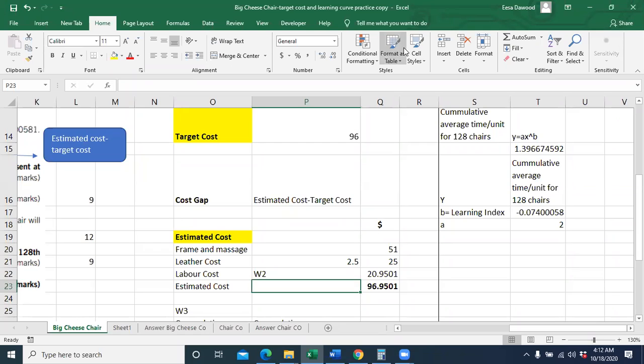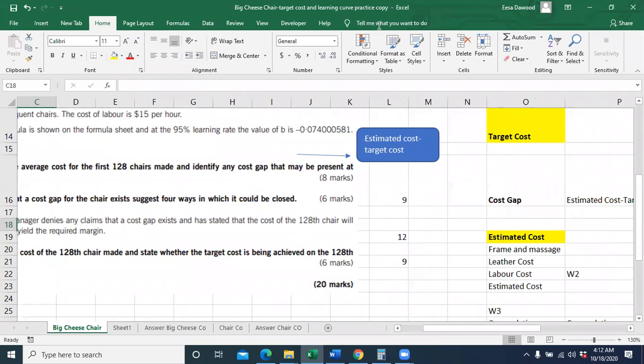Are you guys with me? Is there any cost gap? Cost gap is when your estimated cost is greater than your target cost. Here your target cost is already less than your estimated cost. There's no cost gap here. Cost gap is 0. Are you guys with me?